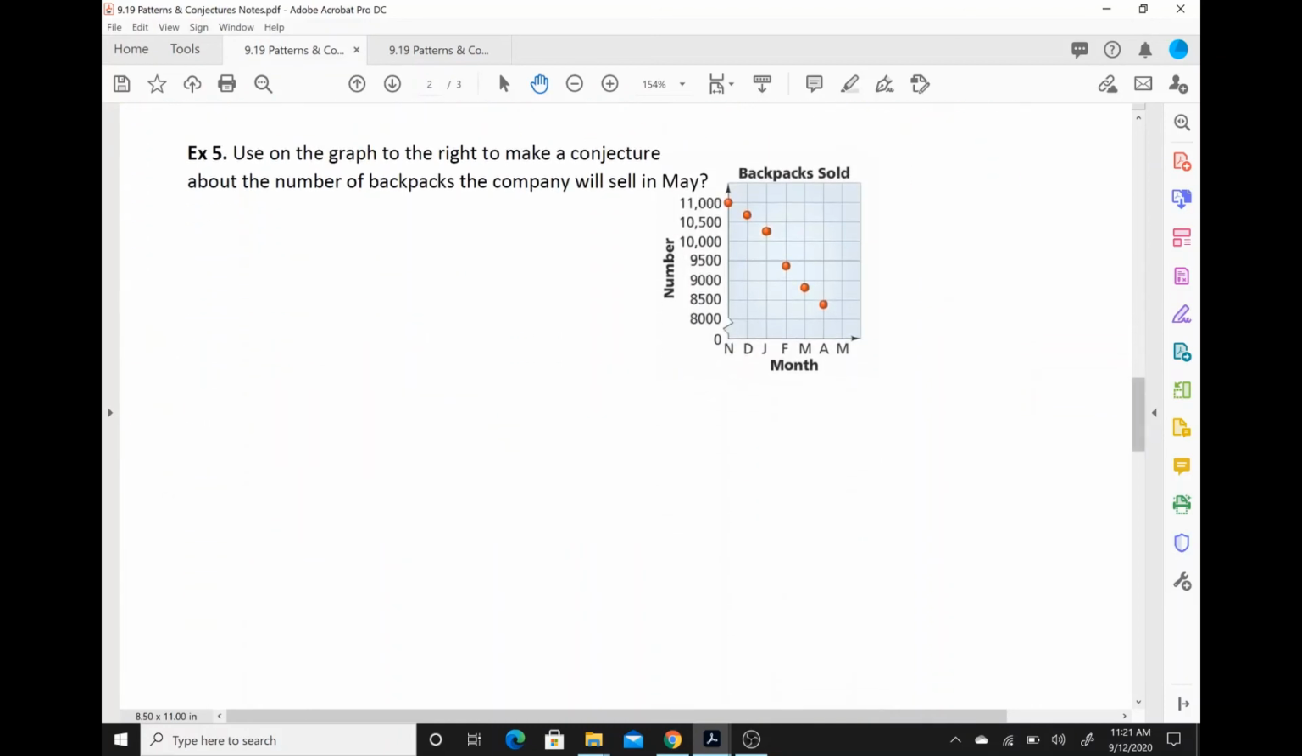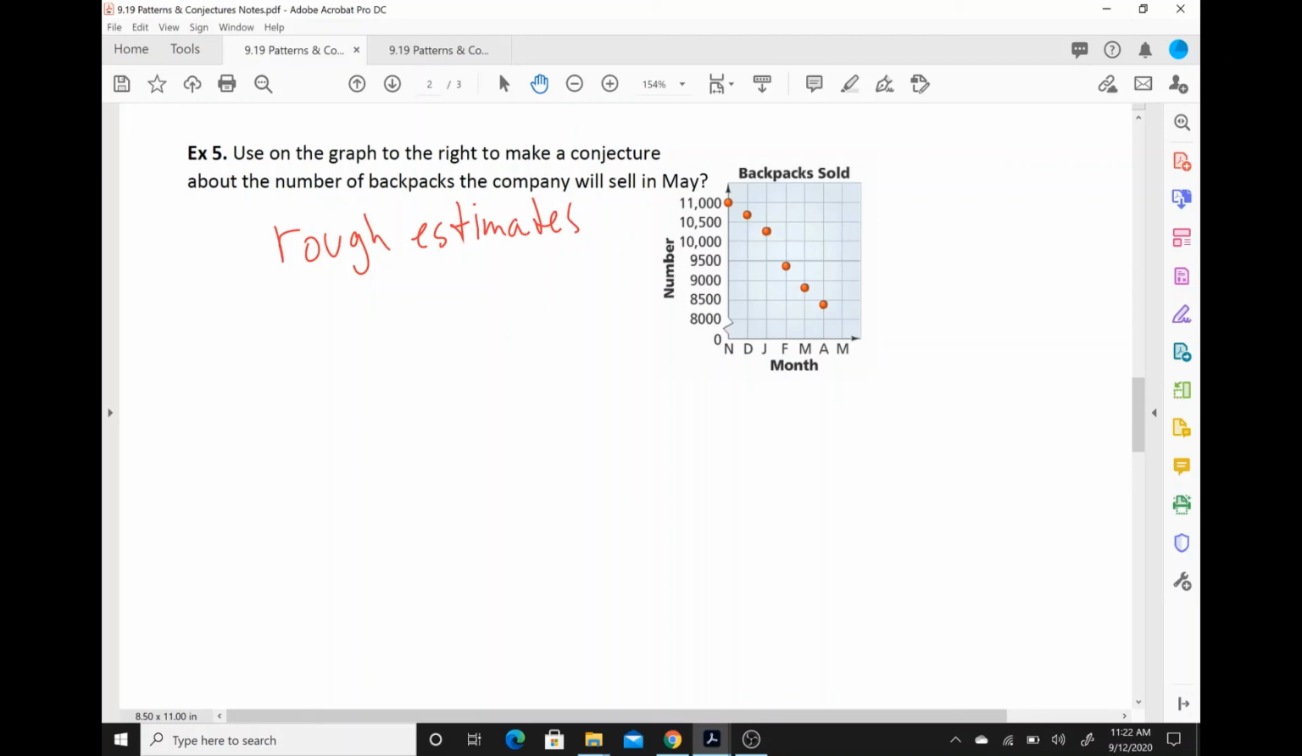Okay. Now the last example that we have, it says, use the graph on the right to make a conjecture about the number of backpacks the company will sell in May. Okay, so we have to look here. We can see it's a downward trend, all right? It's a downward trend. And we kind of look, now these are not exact. This is just an average change, okay? So from November to December, they went from 11,000 to 10,000, about 10,500. About, okay? Rough estimates here, okay? Rough estimates. Because remember, we're predicting. We're not trying to give an exact number.